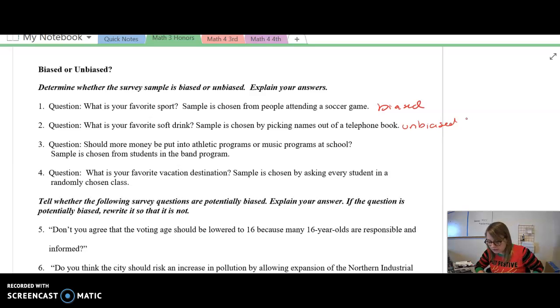Alright, so question, should more money be put into the athletic programs or the music programs at school? And the sample is chosen from students in the band program. This is biased because they're only interviewing the people in the band program. If they want a fair sample, they should do people from all sorts of programs, or they don't even know their program background at all.